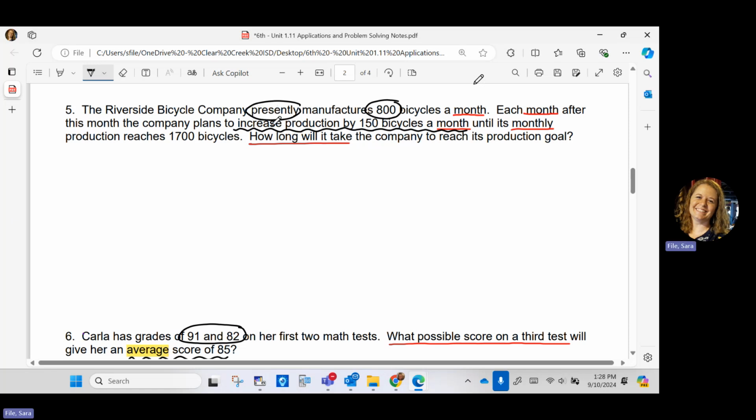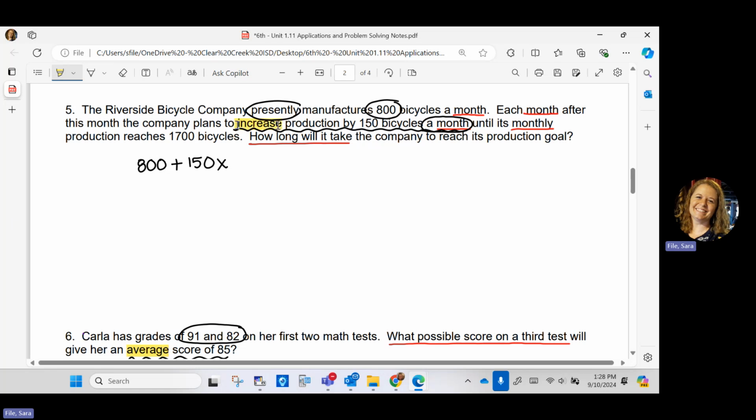We put that under add. So if we're increasing, we're adding. Okay, so we're going to take the current 800 bikes a month. That's our current production. And we're going to increase, so we're going to add 150 a month, okay? A month means we're multiplying by the number of months. So 150 times X, so 150X.